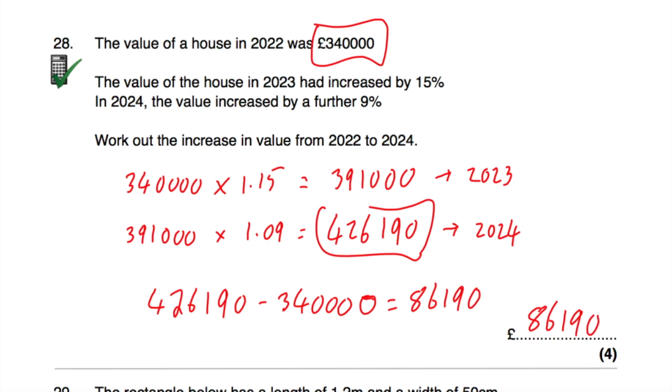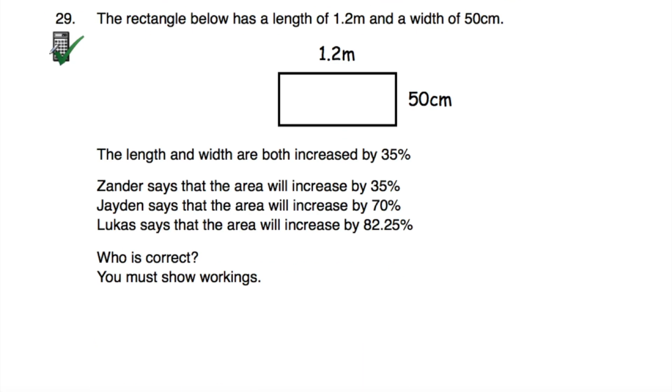Okay, let's have a look at our next question, question number 29. So question number 29, we've got this rectangle. It's got a length of 1.2 meters and a width of 50 centimeters. Now I've noticed that one's in meters and one's in centimeters, so we may need to convert them. So we may need to perhaps change the meters into centimeters or the centimeters into meters. It's quite useful to have them as the same measurement.